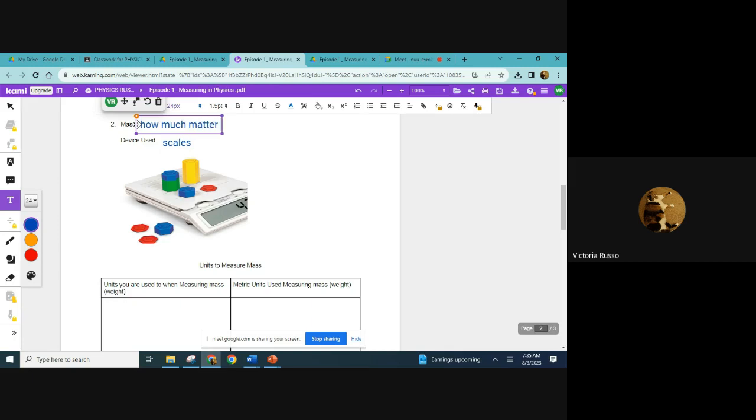But we will again talk about the difference between mass and weight in a second. So, how much matter is in the object.